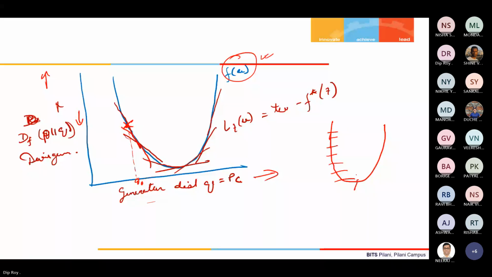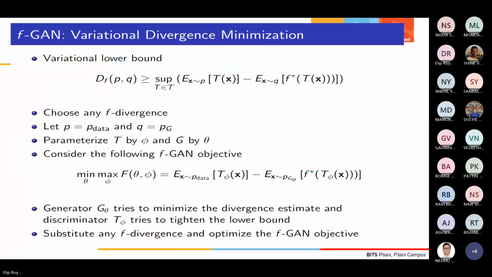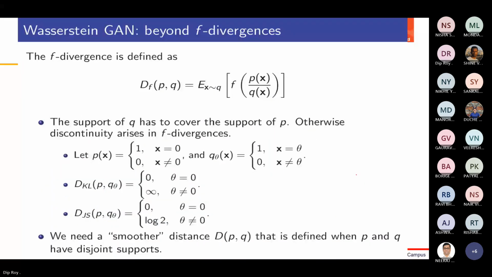Okay. All right. We have talked about this variational divergence minimization. Okay. Now the question is that there is a problem here.